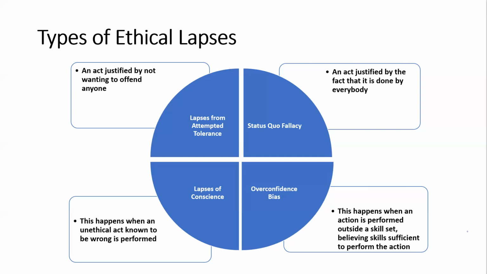So for example, lapse of attempted tolerance happens when an act is justified by not wanting to offend anybody. And we can see that just in meetings, for example. We might not speak up when something incorrect is stated in a meeting just because we don't want to offend somebody and want the meeting to end. Or the same could be applied to the status quo. We just sit there and follow the status quo to continue.